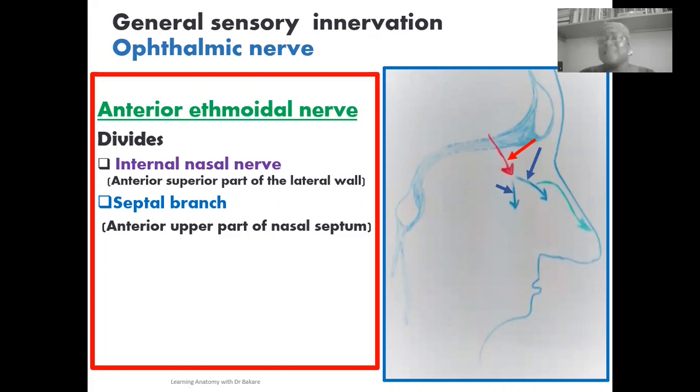You can see that if you try to divide the nasal cavity into four quadrants, you have the anterior upper quadrant, the anterior lower quadrant, the posterior upper quadrant, and the posterior lower quadrant. So if you focus on the anterior upper quadrant, you see that this quadrant, in terms of its lateral wall and also septal region, is innervated by branches of the anterior ethmoidal nerve.